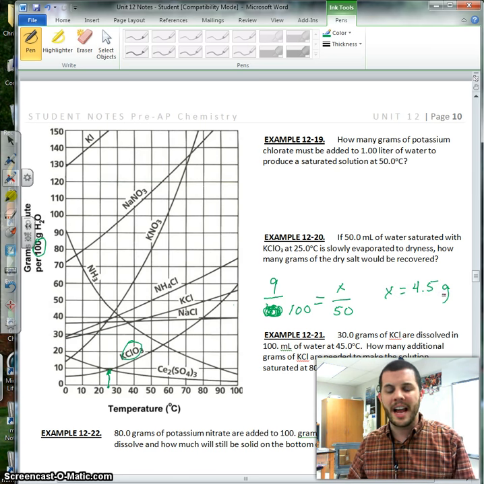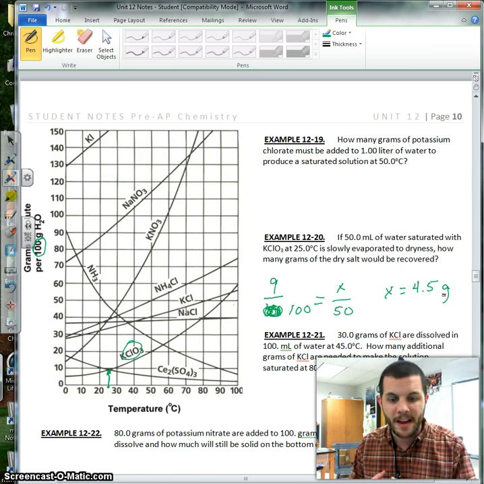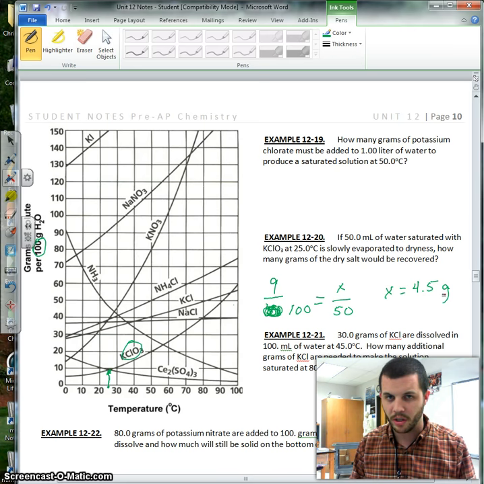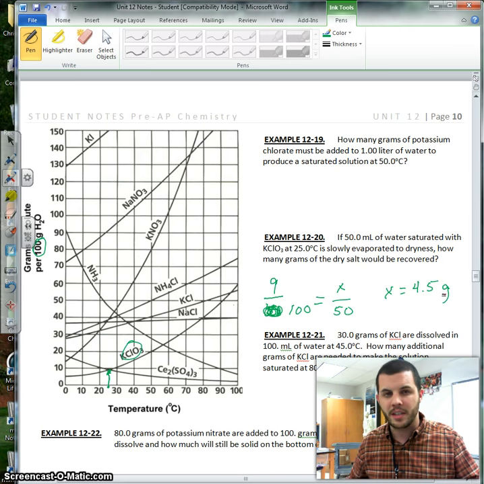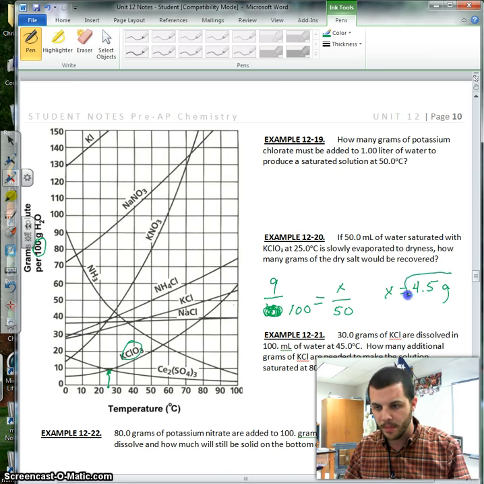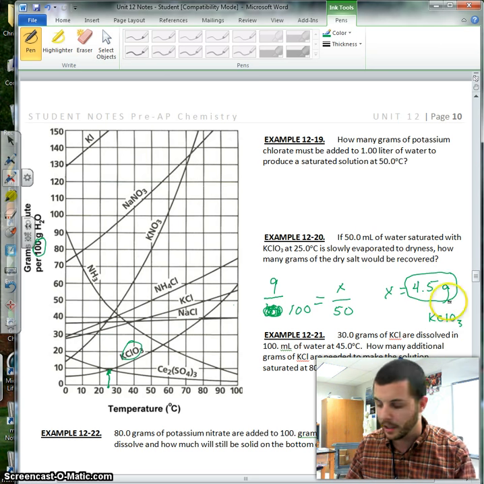So now it asks me, if I let all the water evaporate out, how much do I have left over? Well, all that's saying is, you let your water go, and so you're going to have some amount of salt left. So really, it's just saying how much salt is in there to begin with. So this still is going to be our answer. 4.5 grams of KClO3 is going to be our final answer.